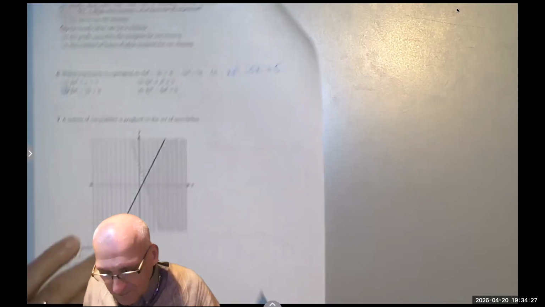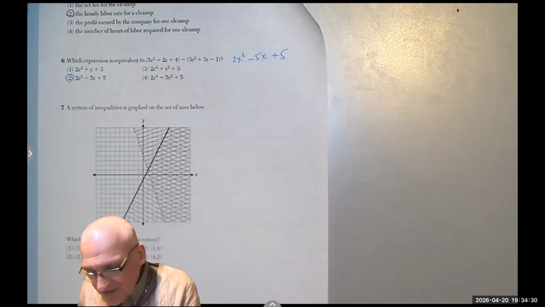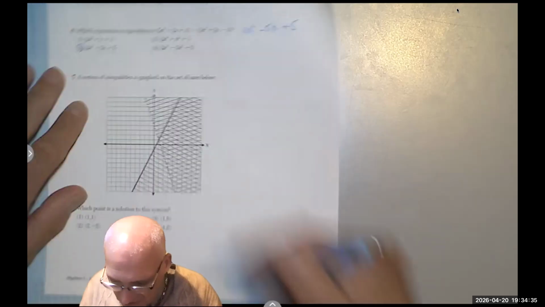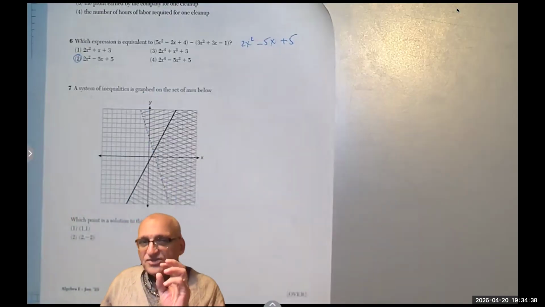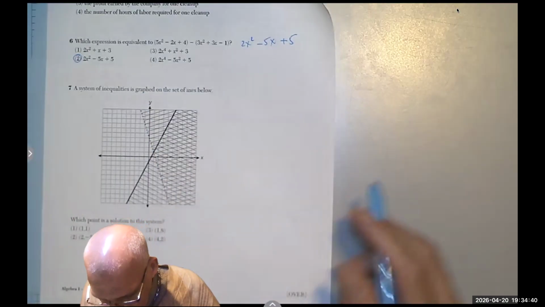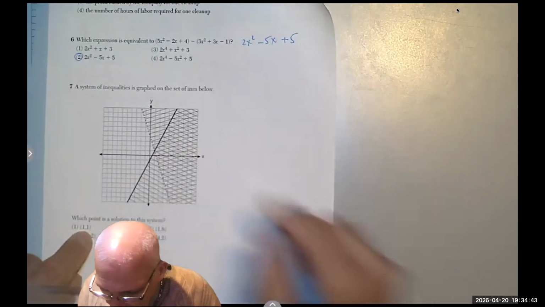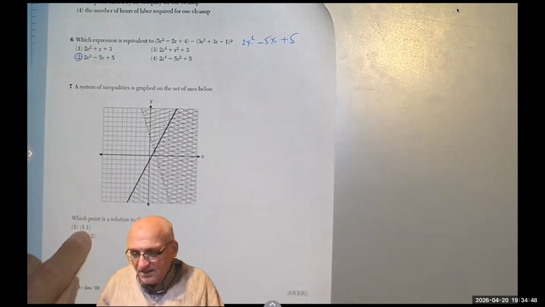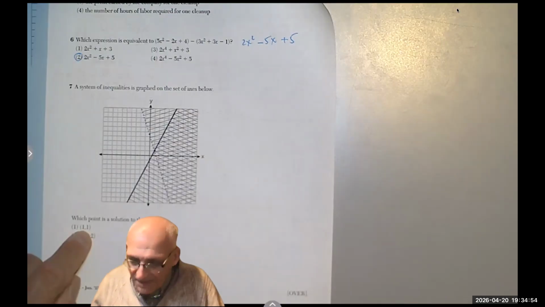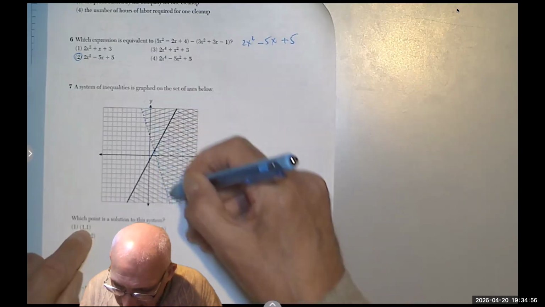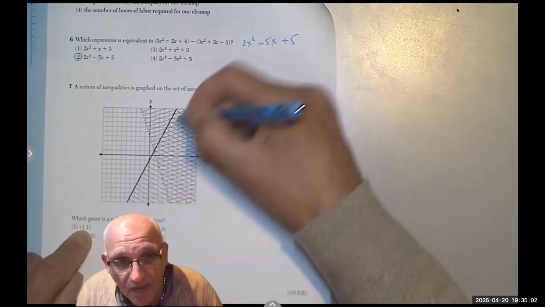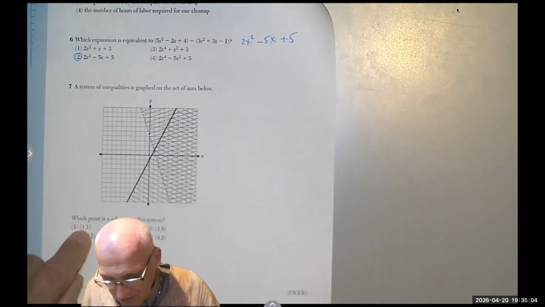Number 7. A system of inequalities is graphed on the set of axes below. Be careful. Usually when they give you one solid line and one dotted line, they will trick you. For example, here, what is the first? The first is 1 and 1. 1 and 1 is here. And many would see it as the first point, and they say, okay, here is the answer. No, it's not the answer. Why isn't it? Because this dotted line means that this point doesn't belong to this line. It belongs to this one, but it's not an intersection. So I don't fall for that.